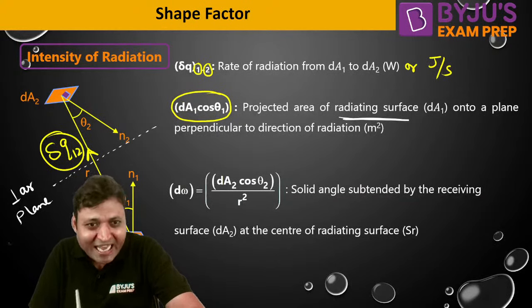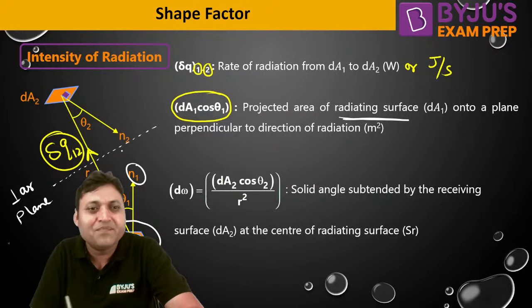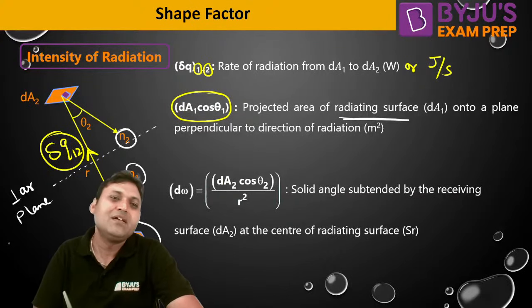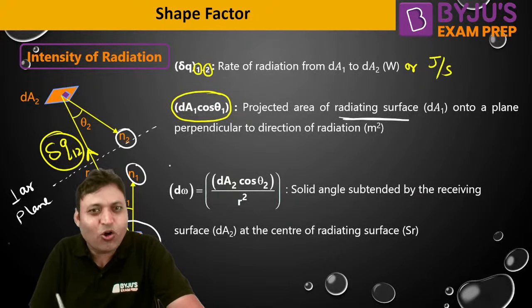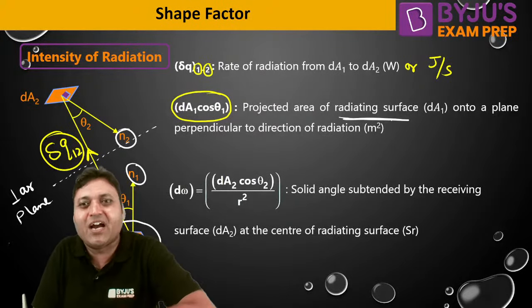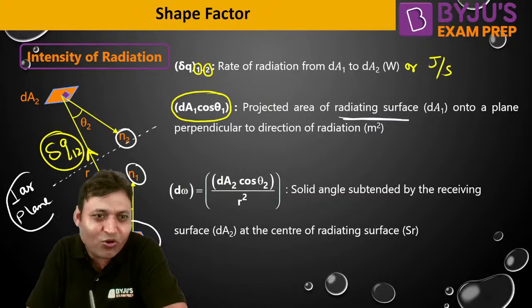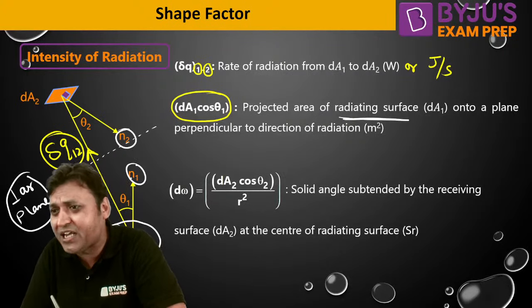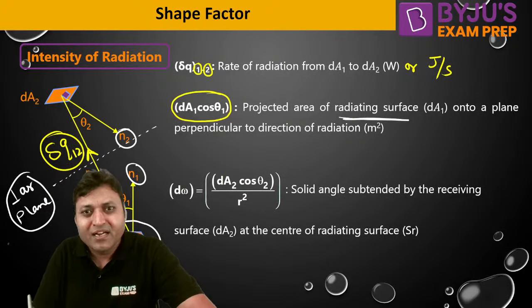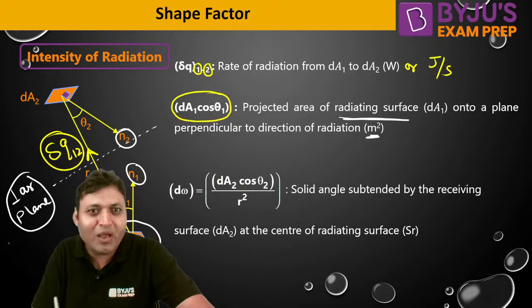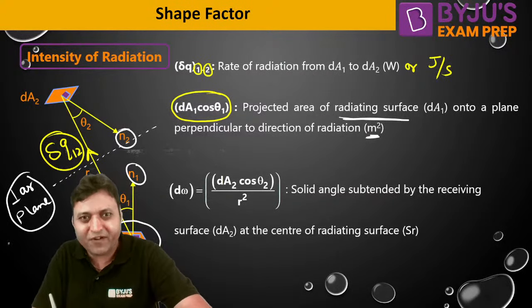So this is the projected area of dA1 on a plane. Theta 1 is the angle between the direction of radiation and the normal. Theta 2 is also the angle between the direction of radiation and the normal for surface 2. So dA1 cos theta 1 is the projected area of the radiating surface dA1 onto a plane perpendicular to the direction of radiation. I hope you have understood it. Is this clear? The unit is meter square.